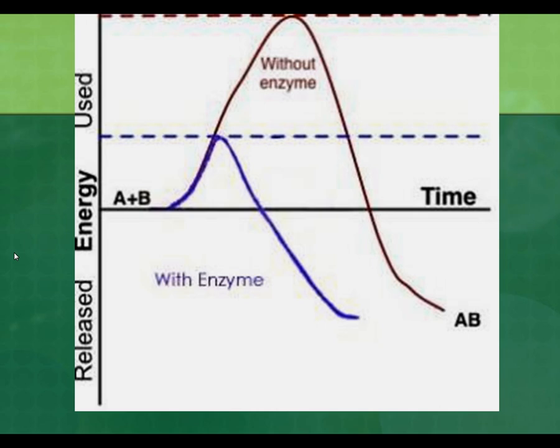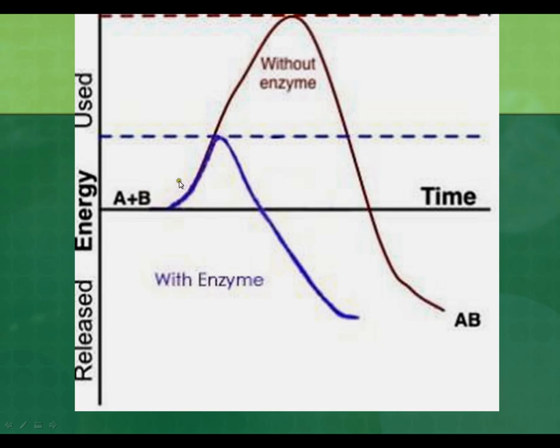So back to our standard. One of the things that you're required to do is interpret a chart. So here's a chart. It's kind of a graph. On the left-hand side, we have our energy. Below this line, energy is released. Above this line, energy is used. Here's our reaction. We have our reactants A and B, and they're going to make our product AB. The line across here is time, so the start of the reaction and the end of the reaction.